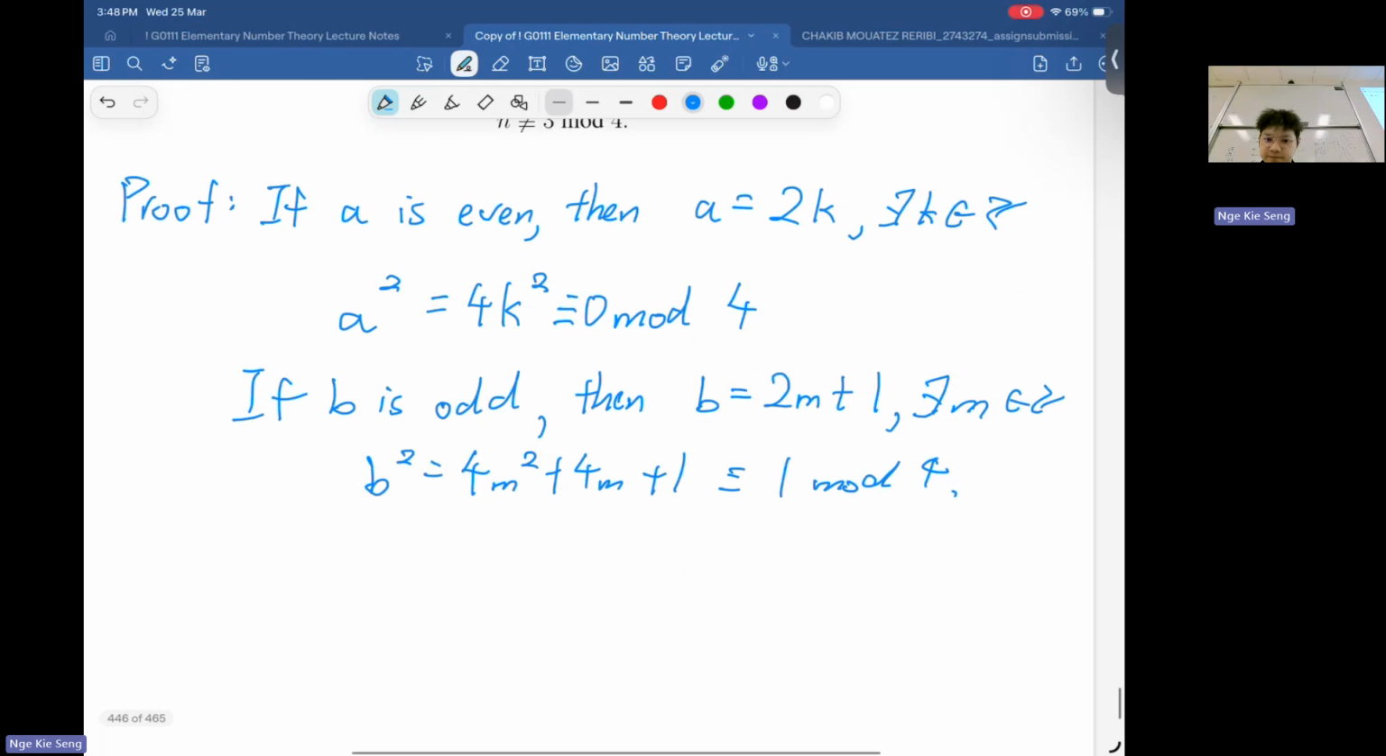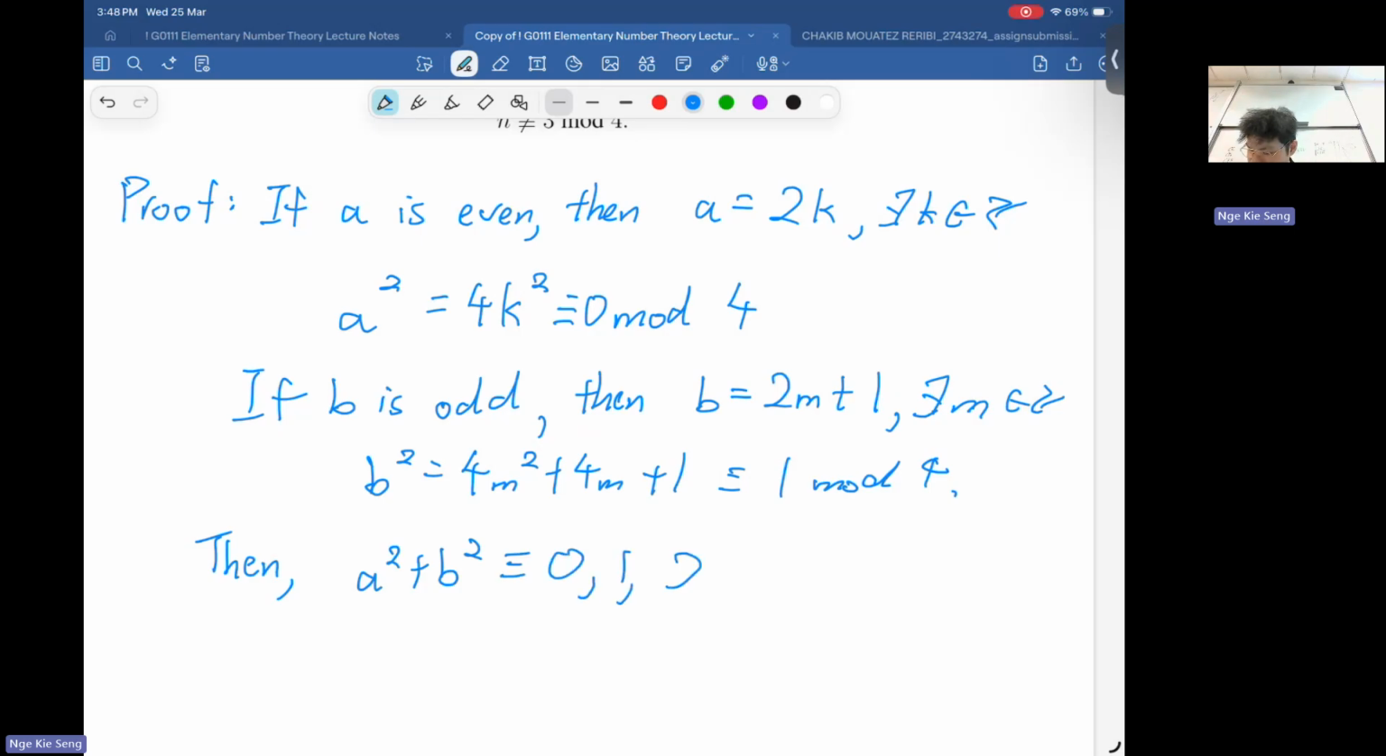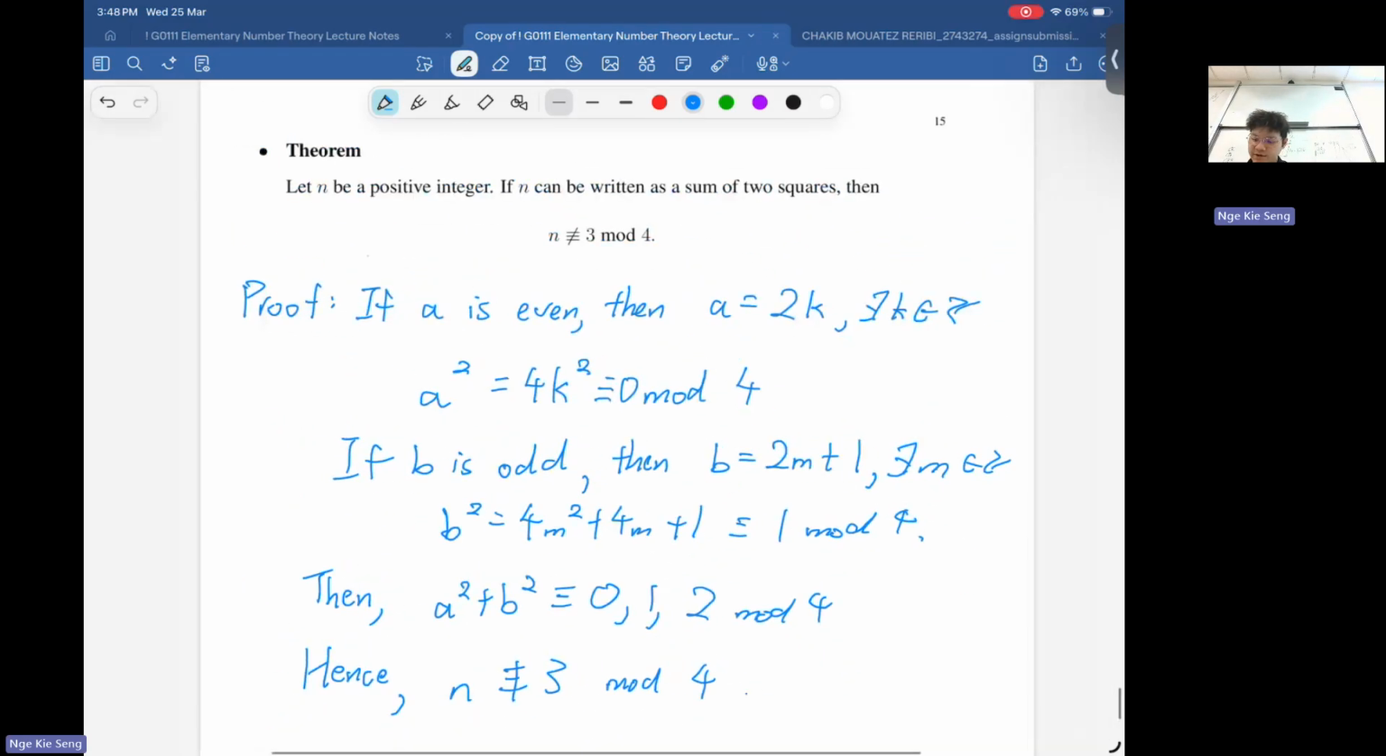So then a square plus b square is either 0, 1, or 2 mod 4. Hence n cannot be 3 mod 4. Maybe we start with, suppose n equals a square plus b square. Can we do that? Without loss of generality, should we do that?